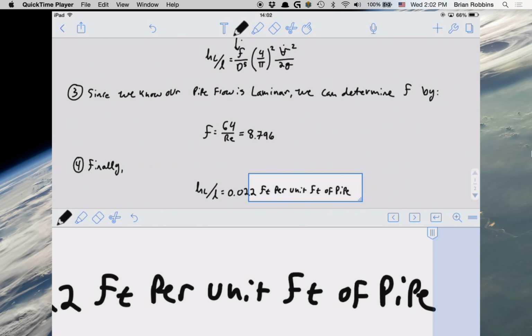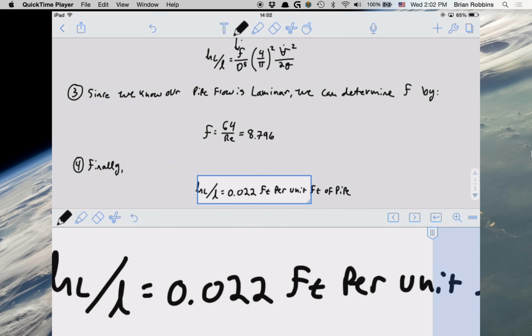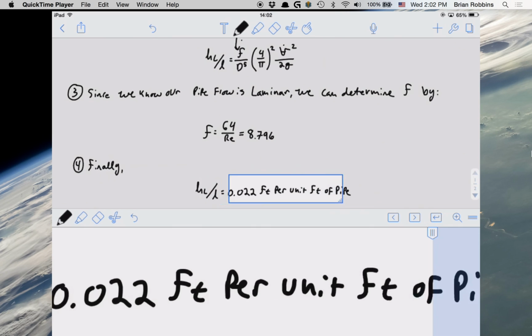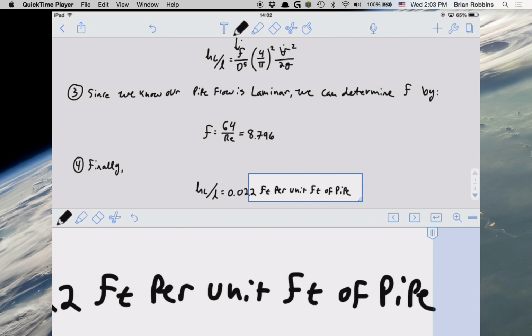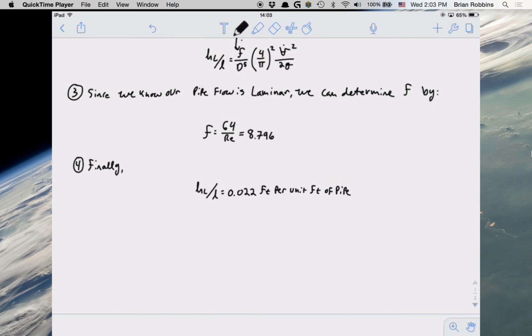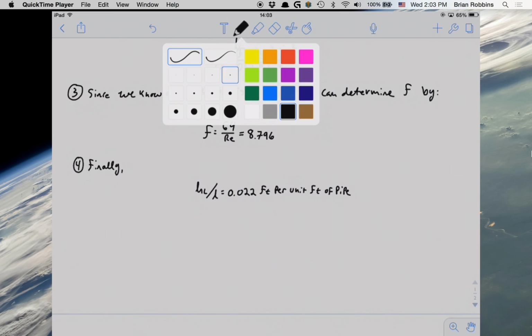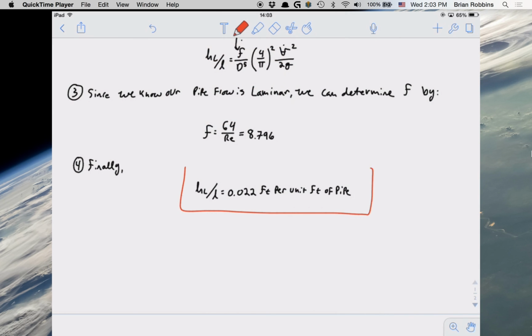So our units would be non-dimensional here, but I'm just writing it out as foot per unit length, foot of pipe, just so it's explicitly defined that this L here is the length of pipe. But in reality, you don't actually have to put foot per unit foot of pipe since it's a non-dimensional parameter. I'm just doing this out of my own practice. Okay, so that is the end result for our problem. So right here.